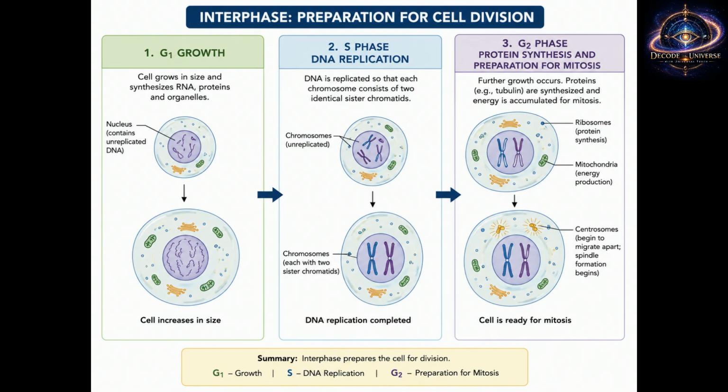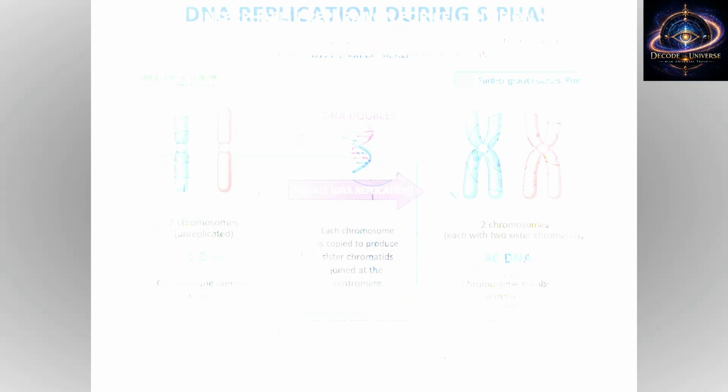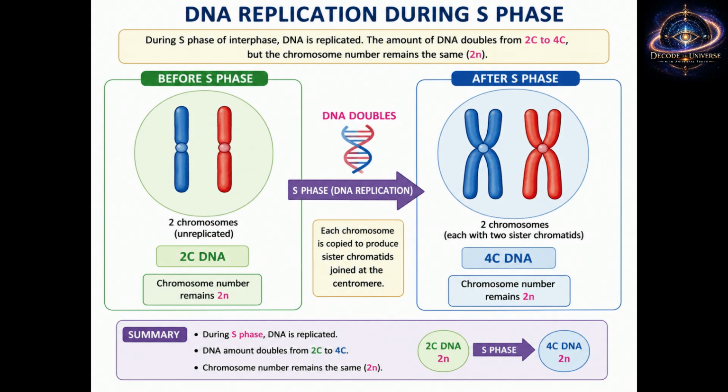It has 3 parts. G1 phase: cell grows and carries out normal metabolic activities. DNA is not copied yet. S phase: DNA replication happens. DNA amount doubles from 2C to 4C, but chromosome number remains the same. G2 phase: cell continues growing and prepares proteins needed for mitosis. Real life example: before a shop opens, workers clean the shop, arrange items, check stock, and prepare billing machines. That preparation is like interphase.